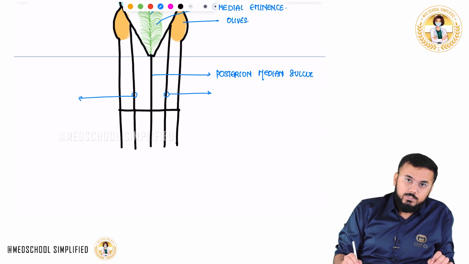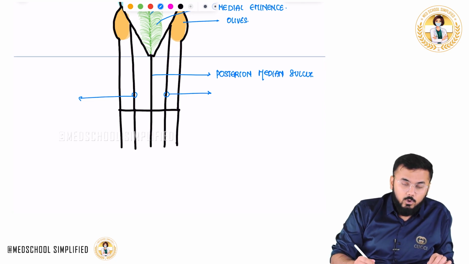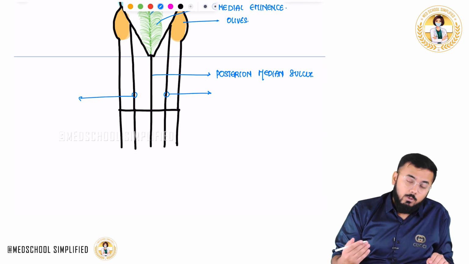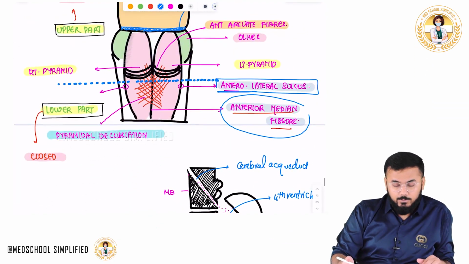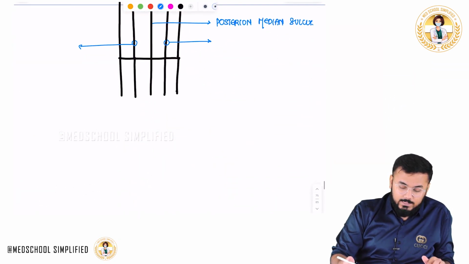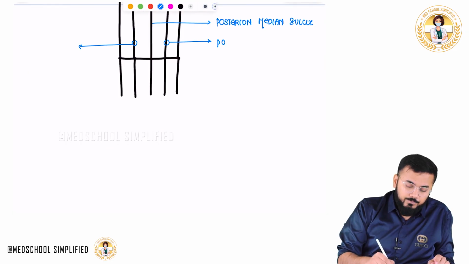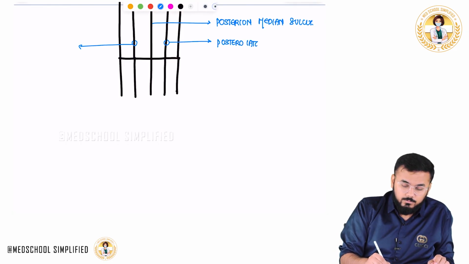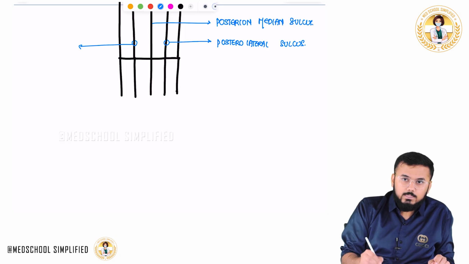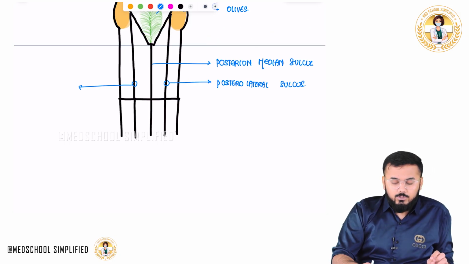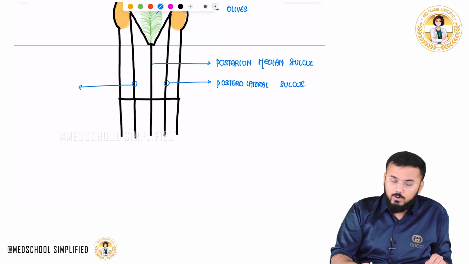So these two lateral structures are called the anterolateral sulcus or posterolateral sulcus. Previously we called it the anterolateral sulcus, but this is from the posterior view, so you have to call it the posterolateral sulcus. This structure over here is called the posterolateral sulcus. Okay, one is your anterolateral sulcus, and this is your posterolateral sulcus.